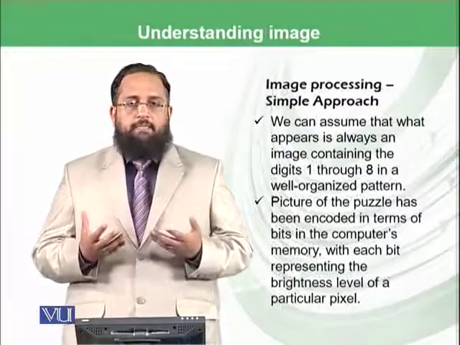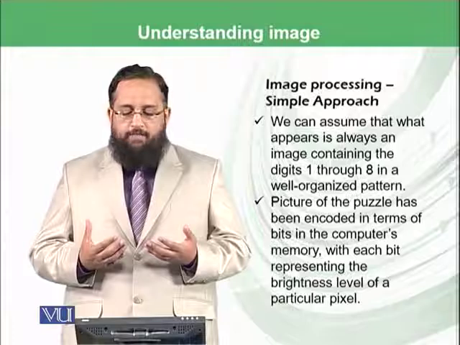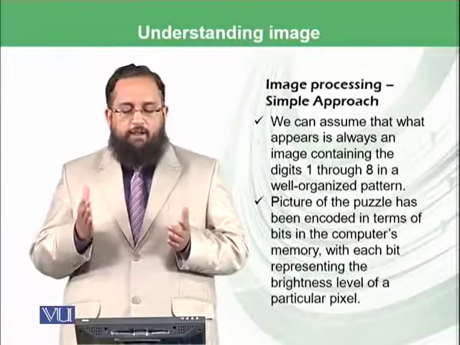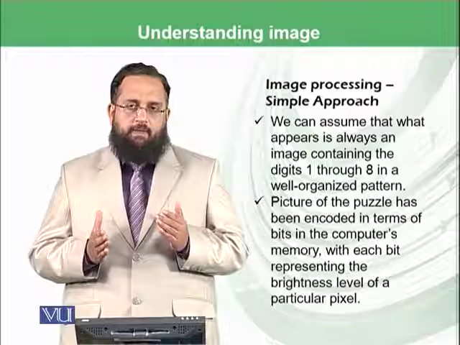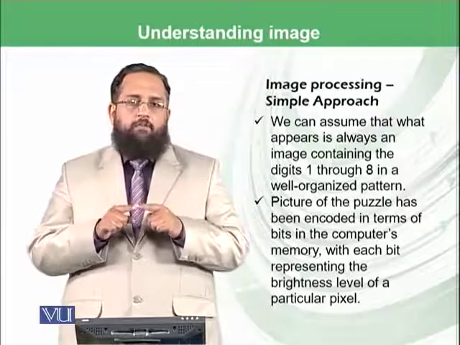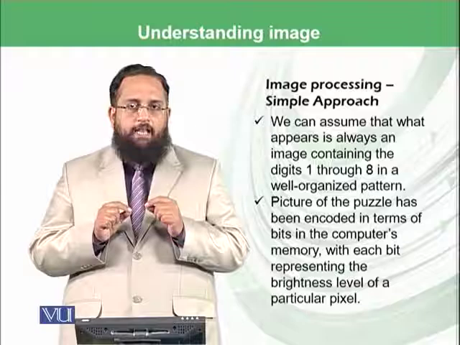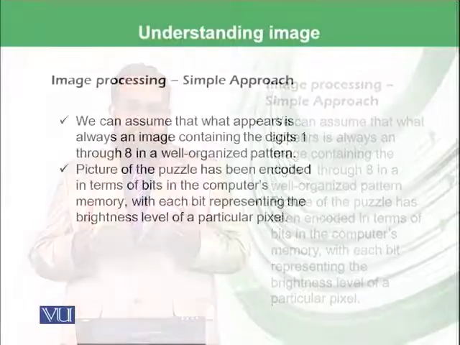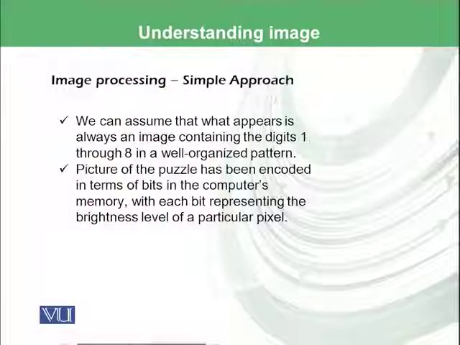One of the simplest approaches could be to assume that what appears is always an image containing digits 1 through 8 in a very well organized manner. In our example, there is a particular size of square and each square might have 1, 2, 3, 4, 5, 6, 7, 8. So these are the numbers. That's it. We should not be worried about any number greater than 8 or any number less than 1.